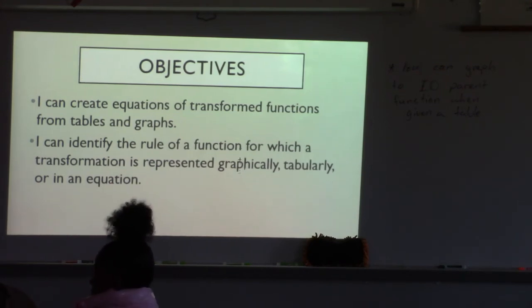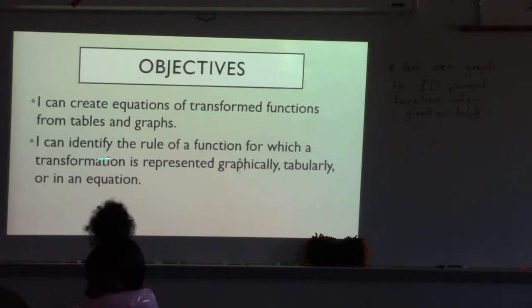Today, our focus is creating equations of transformed functions from tables and graphs. So if I give you a table, you need to write the equation for that transformed function. Now, we'll emphasize, before you can identify or write an equation for the transformed function, what do you have to identify? The parent function. You got to know what that is before you get started, okay? So keep that in mind.